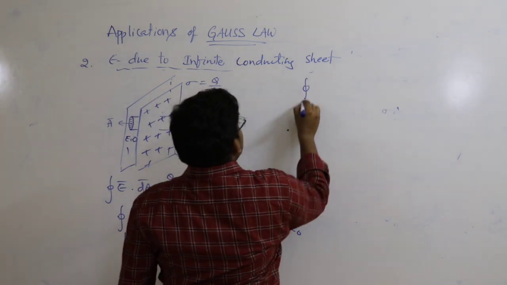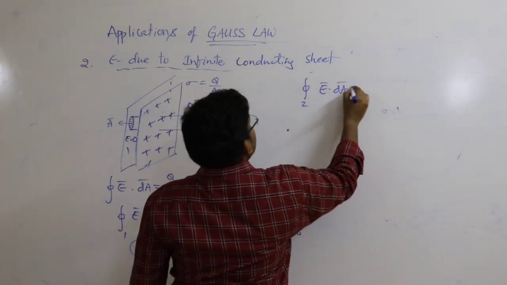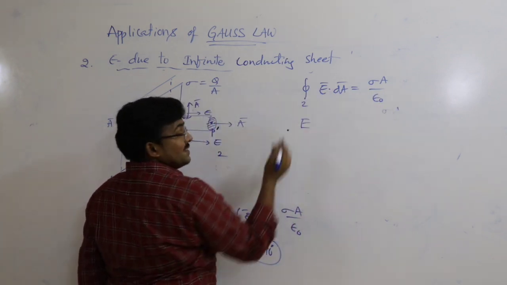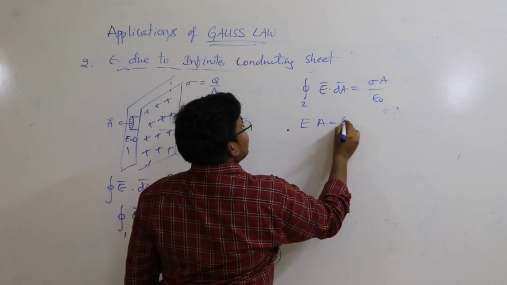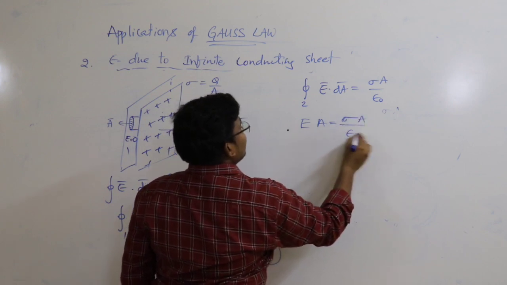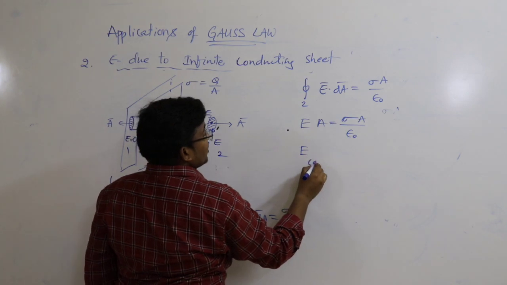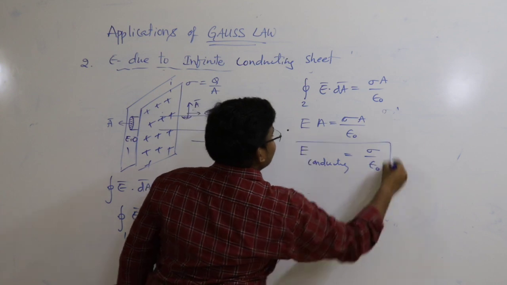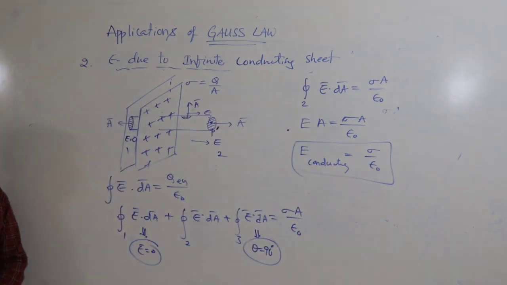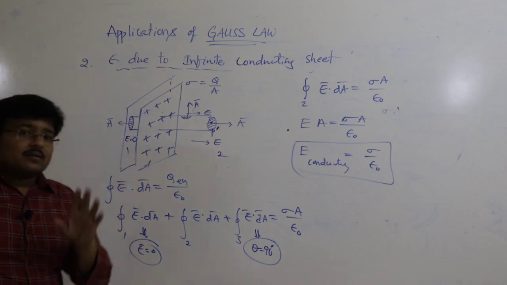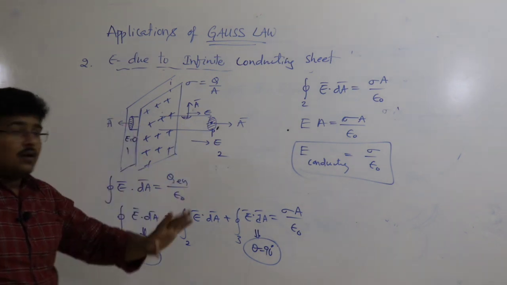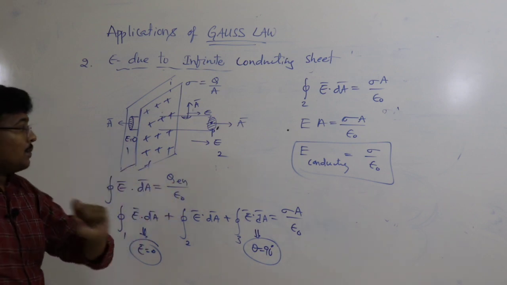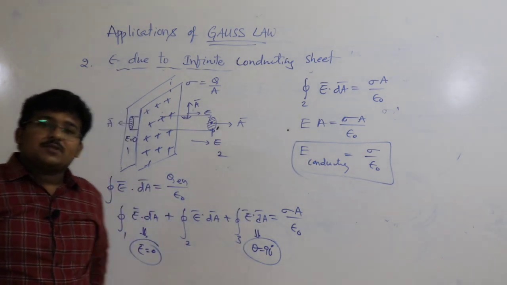So that is why the integration for the second one, E bar dot dA, is equal to sigma A by epsilon naught. E you can take out, and the integral of dA means A only, so E A equals sigma A by epsilon naught, A cancels. So what is the electric field due to a conducting sheet? For a conducting sheet it is just sigma by epsilon naught. See here the difference between non-conducting and conducting. For a non-conducting sheet we got sigma by 2 epsilon naught, half, but for a conducting sheet sigma by epsilon naught.